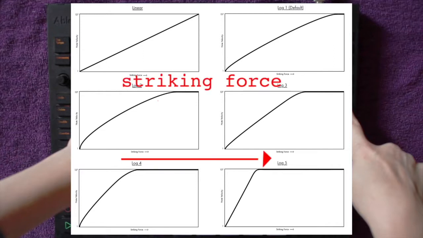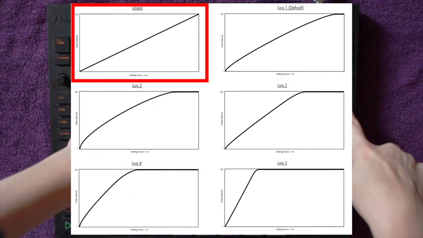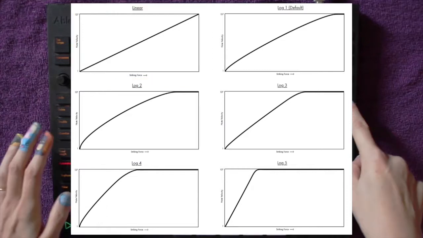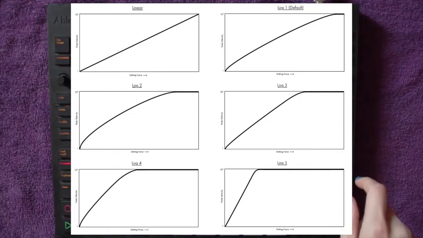Striking force is shown on the horizontal axis and note velocity on the vertical axis. So you can have a linear relationship, which means the harder you push, the higher the note velocity. Simple. But you can also choose one of the various logarithmic curves, which basically means that you could push a little bit harder and get a much higher velocity, or vice versa.